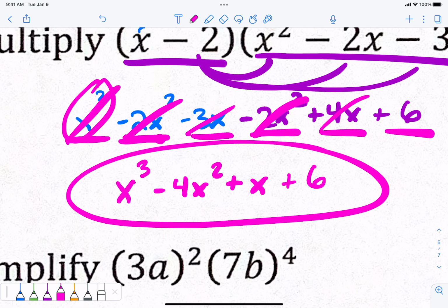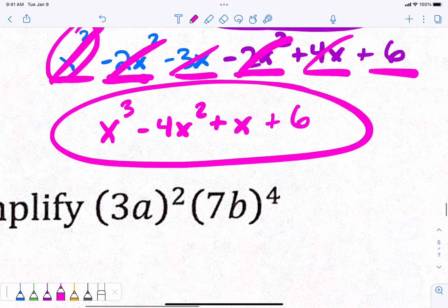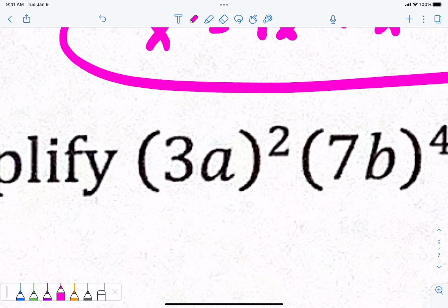Yeah? Okay, simplify on this one. We have to get rid of the parentheses and get the exponents and all that good stuff, okay? How do we do this? What are you going to do first? The exponents, right? We got to deal with the exponents, okay? So let's deal with the square first.